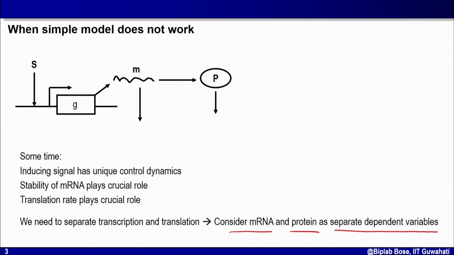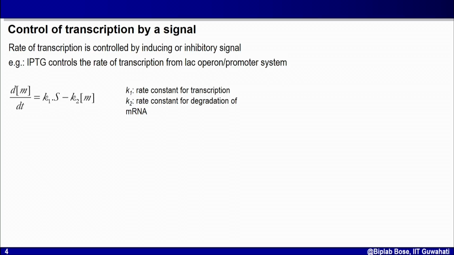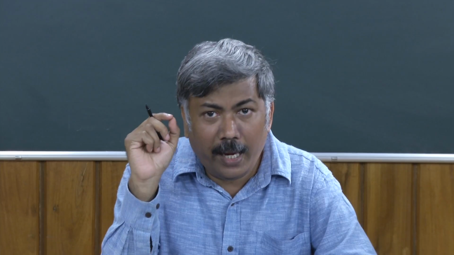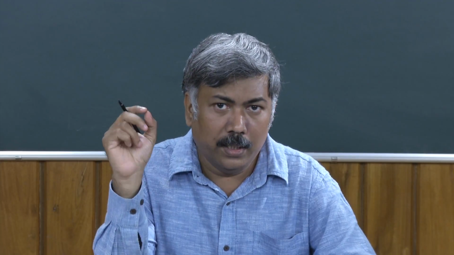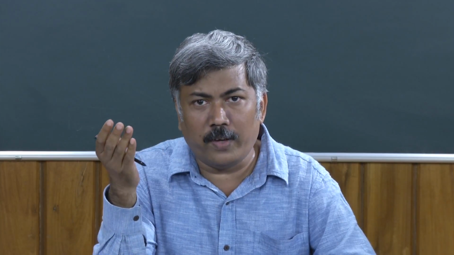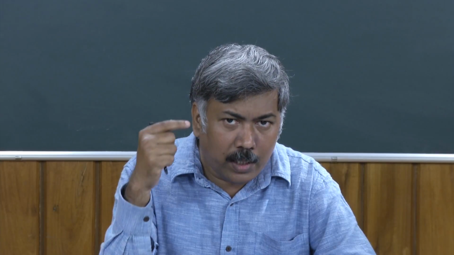So I will write one ODE for mRNA, one ODE for the protein. Let us try to do that. I will start with writing the ODE for the mRNA. Now, mRNA concentration is controlled by transcription and degradation of the mRNA. Transcription is again controlled by the signal, which may itself be a transcription factor or a molecule which goes and activates a transcription factor. So that transcription factor or inducing signal will control the rate of synthesis of the mRNA.